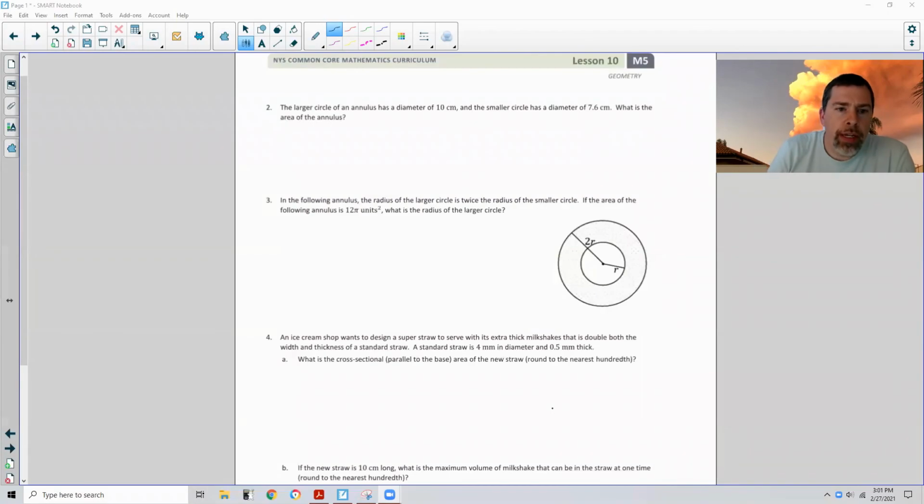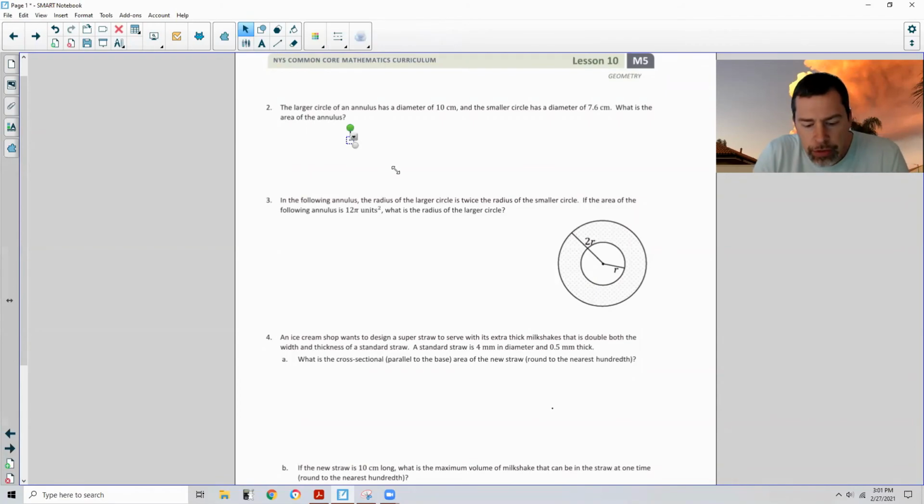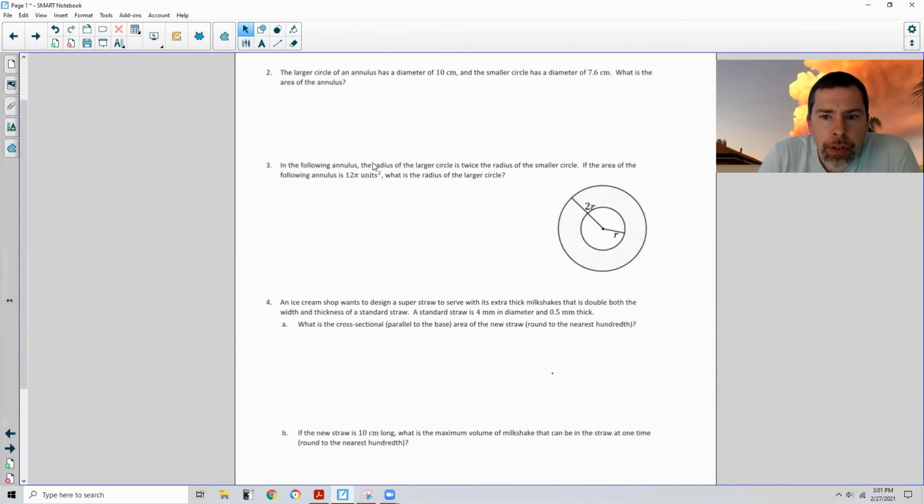Okay, page 2 brings us to exercise 2. So let's try doing this without a diagram this time. Okay, we all know what an annulus is now. There's a picture of one here, but that's what we're talking about. It says the larger circle of an annulus has a diameter of 10 centimeters. So I'm going to call my larger radius capital R, and a radius is half the diameter. So the larger circle has a radius of 5.